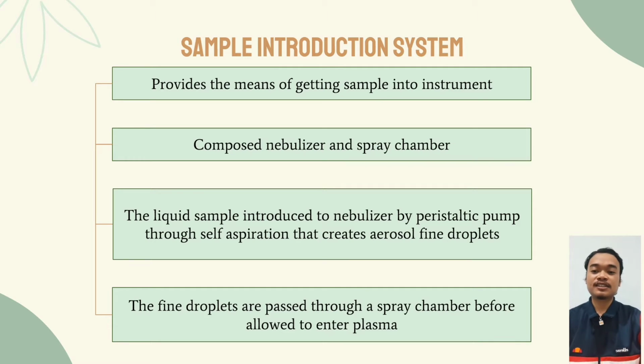The sample introduction system provides the means of getting the sample into the instrument, and is composed of a nebulizer and spray chamber. The liquid sample is introduced to the nebulizer by a peristaltic pump through self-aspiration, which creates an aerosol of fine droplets. The fine droplets pass through a spray chamber before being allowed to enter the plasma.